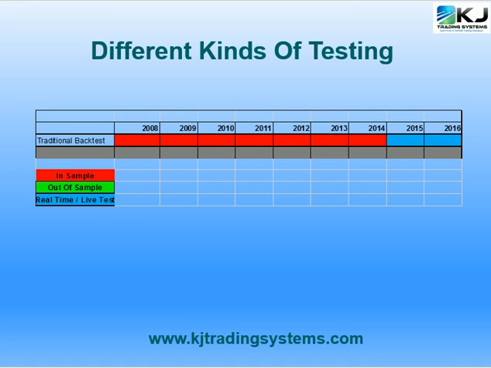Here's some different kinds of testing. If you do a traditional back test, and let's say you test up till the end of 2014, and then you decide to go live in 2015, all the area in red is going to be what's called in-sample data, meaning the results you see are the same results that you tested over.